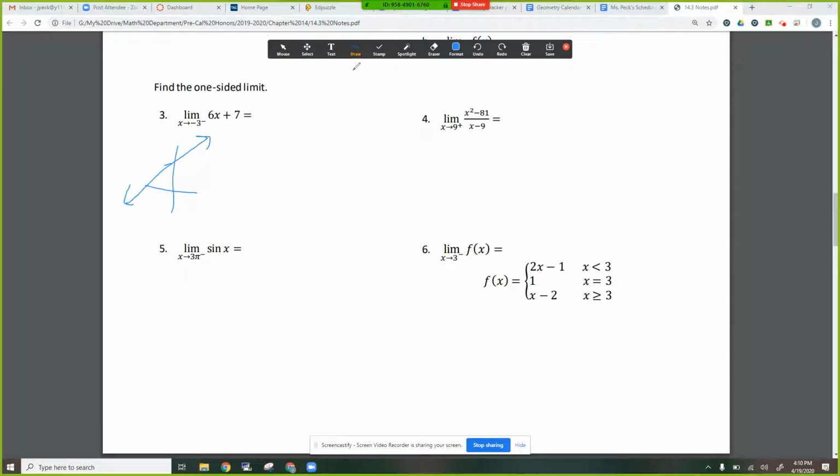So when we want to find our limits, we plug it in. 6 times -3 plus 7. 6 times -3 is -18. Plus 7 gives us -11.